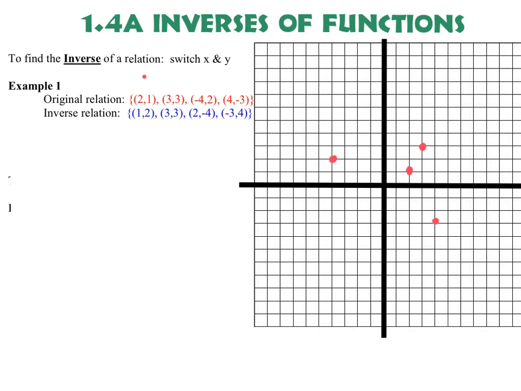And all I said was to find the inverse, you just switch x and y. So I take (2, 1) and turn it into (1, 2). That's there. And I take (3, 3). Well, I switch it, I still get (3, 3). (-4, 2) becomes (2, -4) down here. And (4, -3) is now (-3, 4) up here.